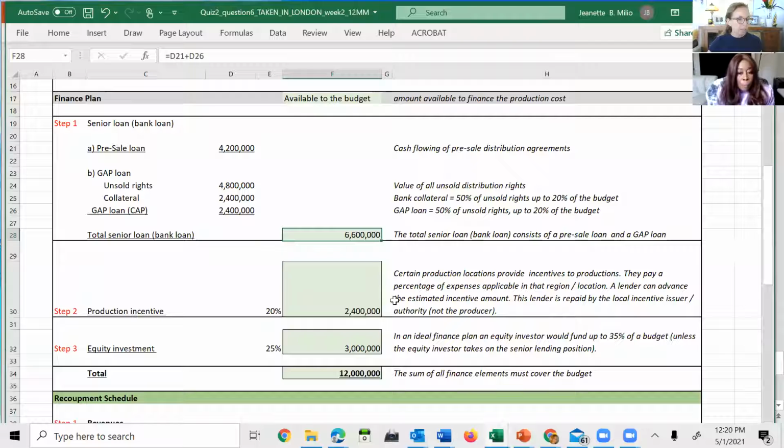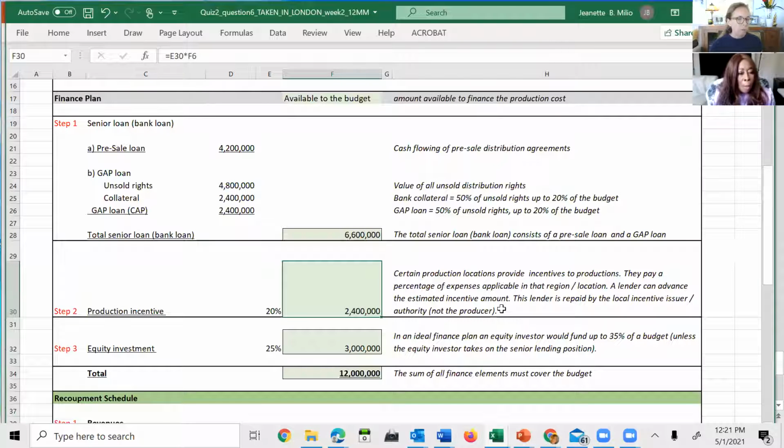So now I'm shooting this thing in a production incentive region that gives me 20% of the budget. 20% of $12 million is $2.4 million. Nothing is being deducted here. This is a very simple case study. So we're getting $2.4 million. Yay. After I sum the 2.4 and the 6.6, I am still needing money. So I get $3 million in equity to make my $12 million budget.